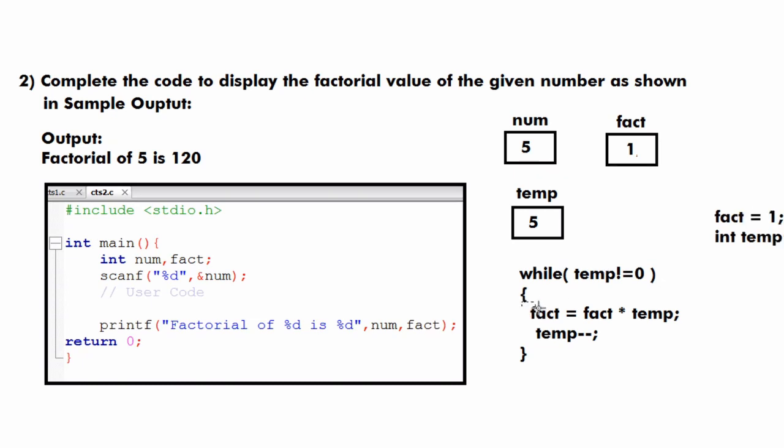Now inside this loop I have written fact = fact * temp, which means we are multiplying the value of temp with fact in each iteration, and after each iteration we are decrementing the value of temp by 1, so that after some iterations temp will become 0. Now in this case if you see 5, after 5 iterations temp will become 0. So this loop will get terminated and we will get our factorial in the fact variable.